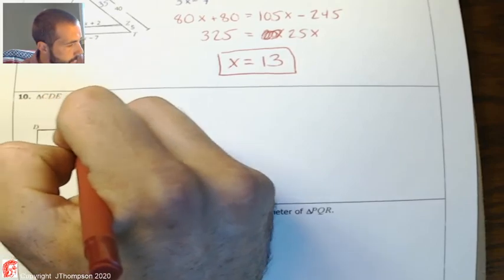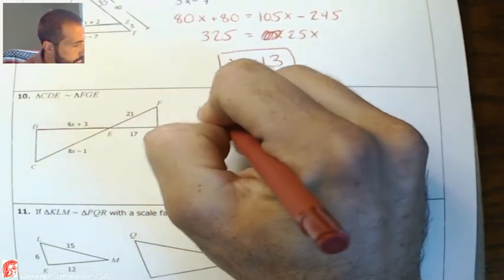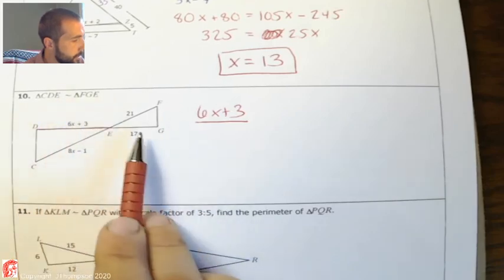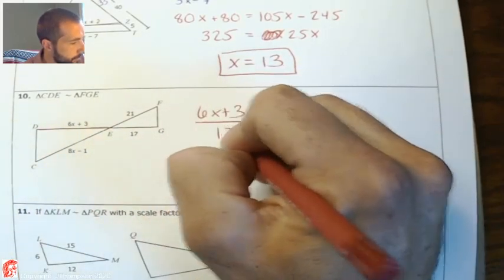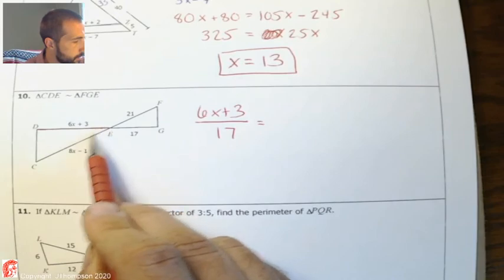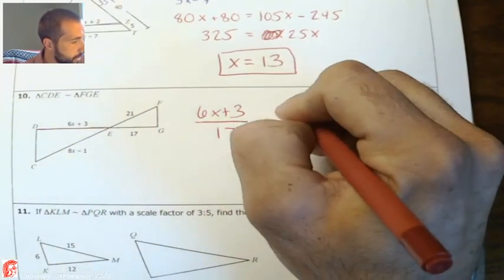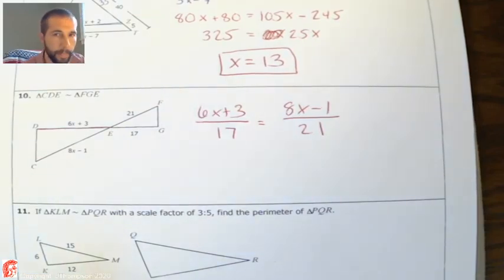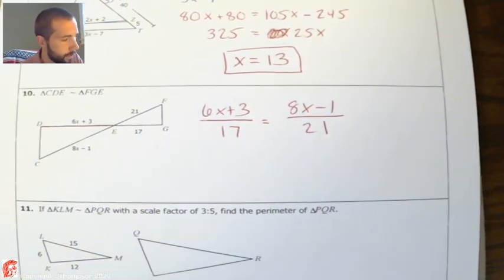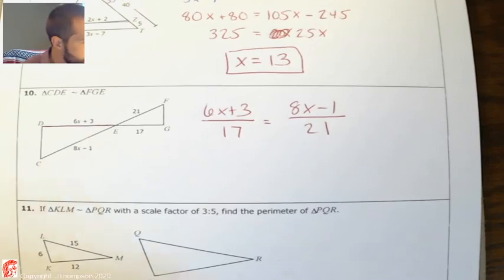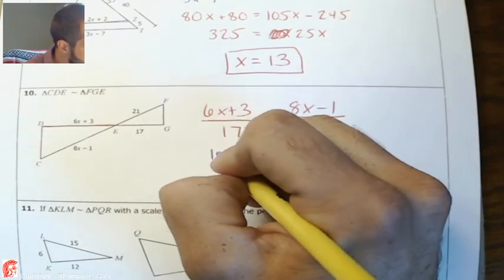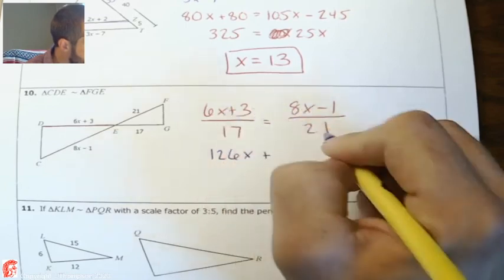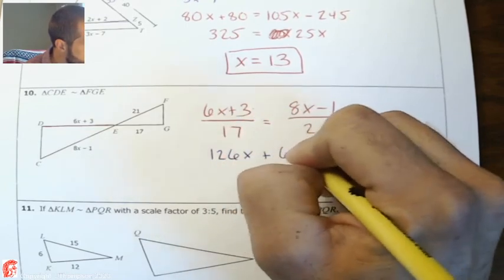Okay, the next one, we have these 2 triangles that are similar to each other. So I'll start with DE, which is 6x plus 3. DE corresponds with GE, which is 17. And then I'm going to do the other part of DEC, which is 8x minus 1, which corresponds with 21. Cross multiply, and we're going to do 21 times 6. We get 126x plus, and then 3 times 21, that's going to be 63.